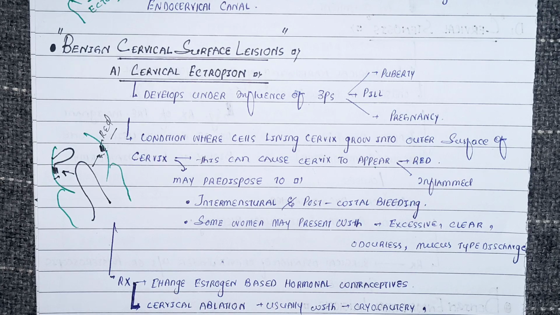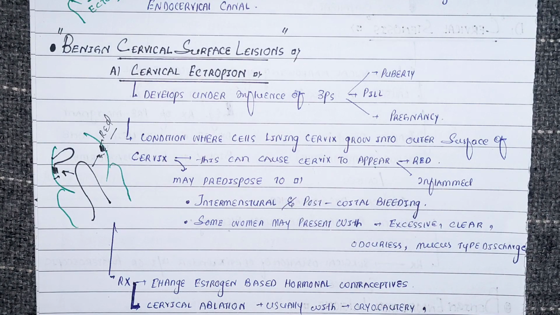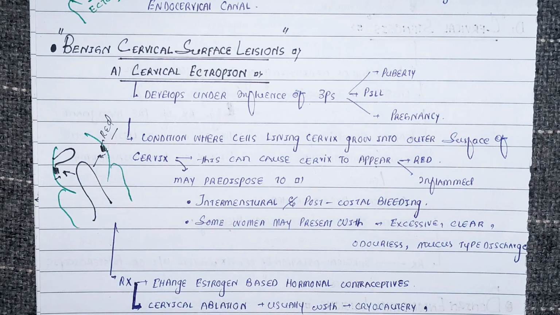And some women may present with excessive, clear, odorless, mucousy discharge. Mostly females do not come up with this complaint. Normally they are all okay. The only thing they have is intermenstrual and postcoital bleeding. But some women with cervical ectropion may also complain of this mucousy discharge. So be careful. Right, beta.